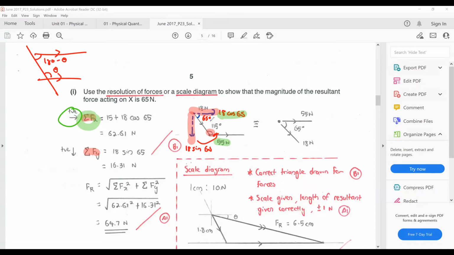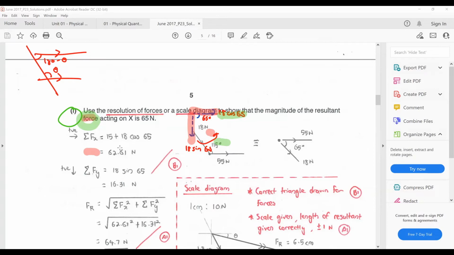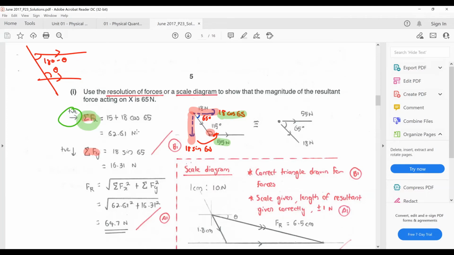I have a question. Where did the 15 come from? It's 55, am I wrong? Yeah, I'm sorry, my mistake. There's a typo error there. It's 55, because 55 plus 18 cos 65 will give you this answer. So you're getting 62.61 Newton here.